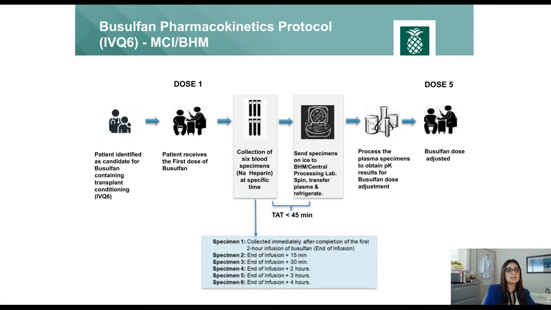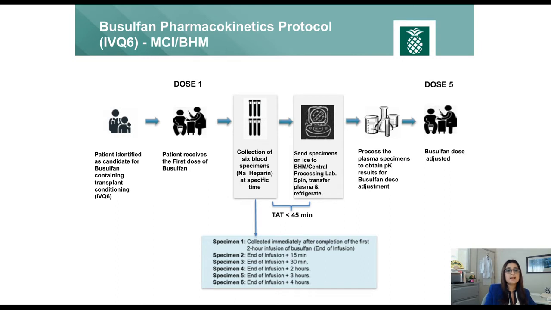In the Q6 protocol, the first dose of Busulfan is administered over 2 hours starting at 6 a.m. Six blood samples are collected at specific times. The first one is after completion of the first infusion, around 8 a.m. Additional specimens are drawn at 15 minutes, 30 minutes, 2, 3, and 4 hours after the end of infusion.